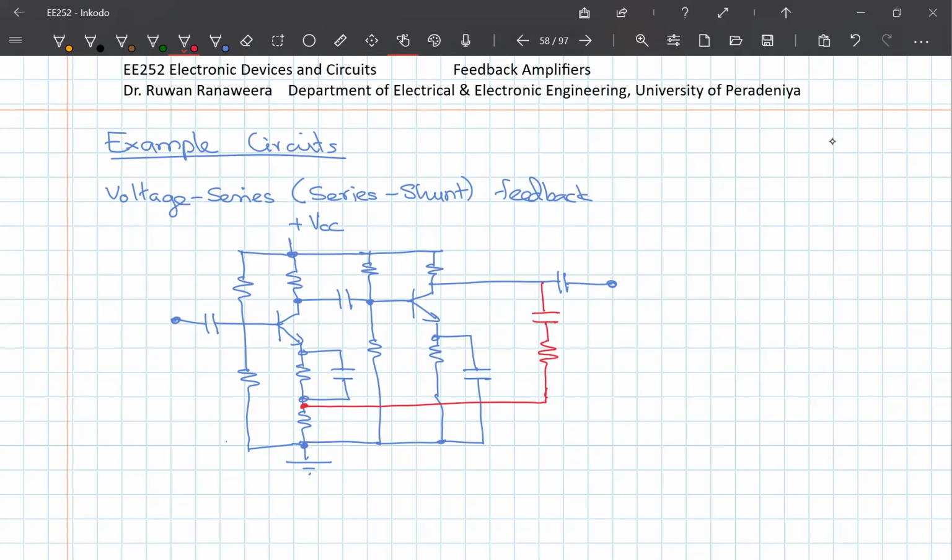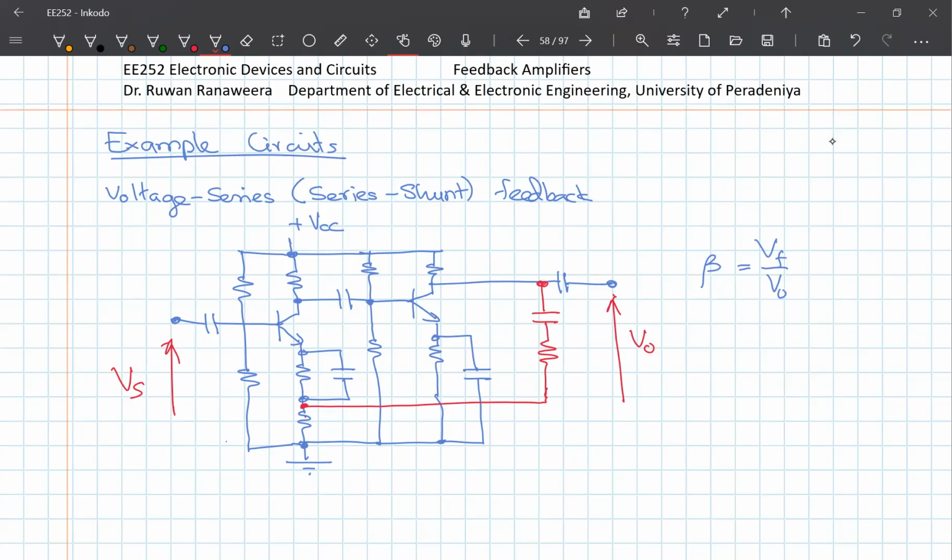Earlier, remember, if you take the first stage itself, it has voltage series feedback. We have the resistor here that acts as a feedback circuit for the first stage as well. But in addition to that, we are going to provide feedback from the total output. This is the total output, V out, and my input is provided from here, Vs. So that is my sample circuit. The beta value you can show is equal to Vf over V out.